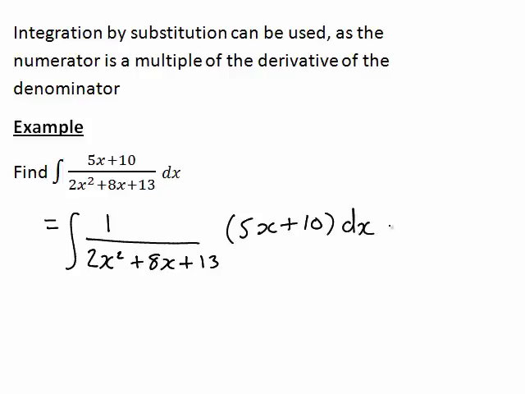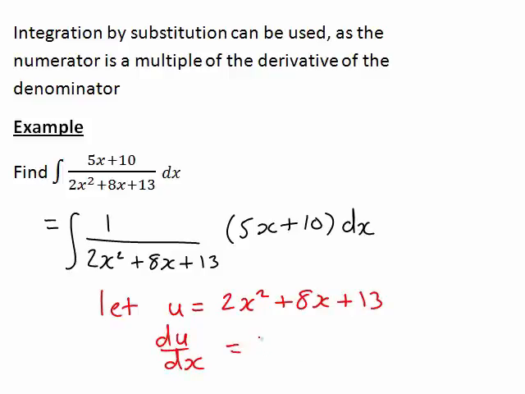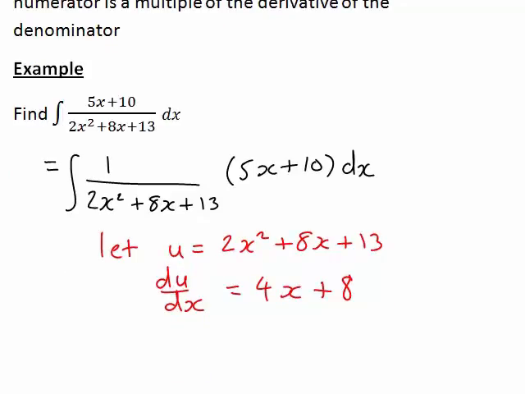So let's work out what u is by letting the denominator expression be equal to u for convenience. That is, let's call the denominator 2x squared plus 8x plus 13 u. And then differentiating that, we get du dx equals 4x plus 8 in this case. And that then means we can write this as du equals 4x plus 8 dx.